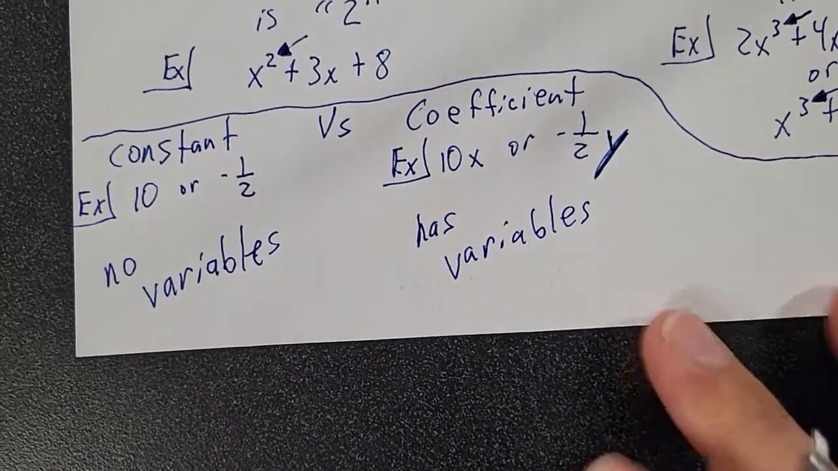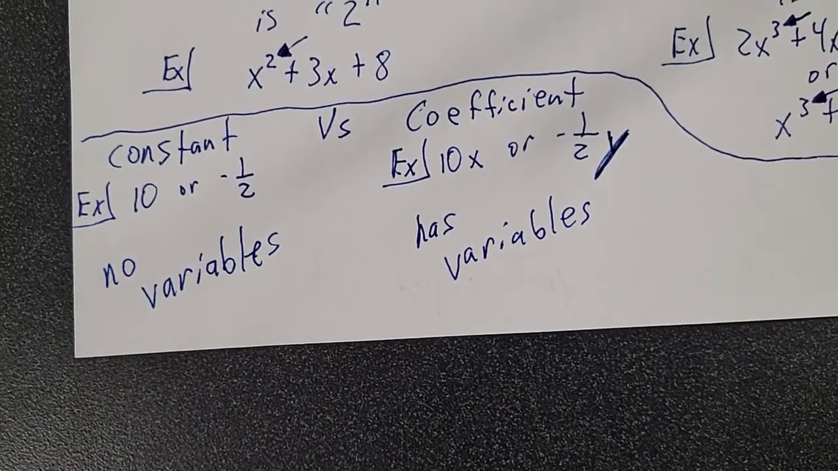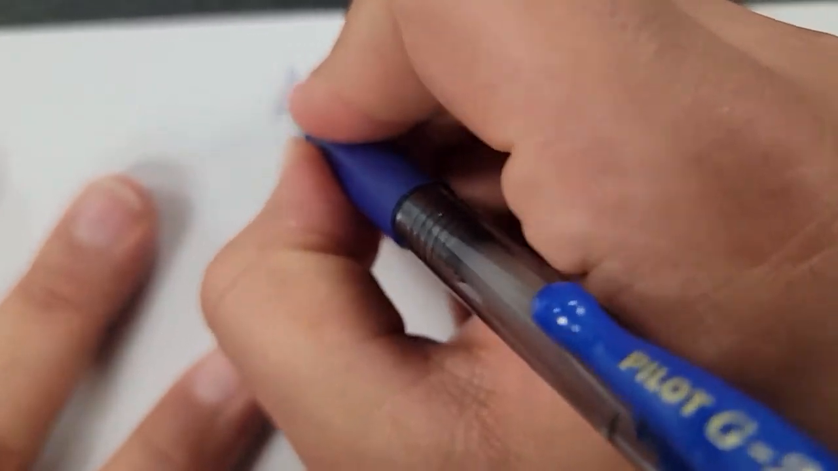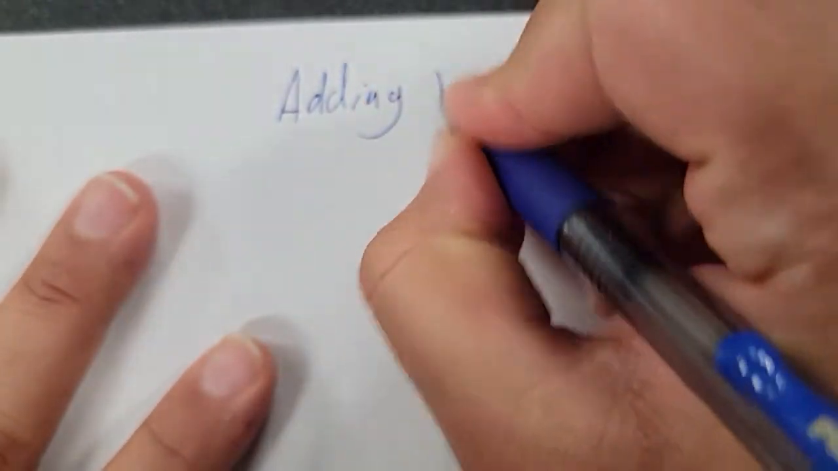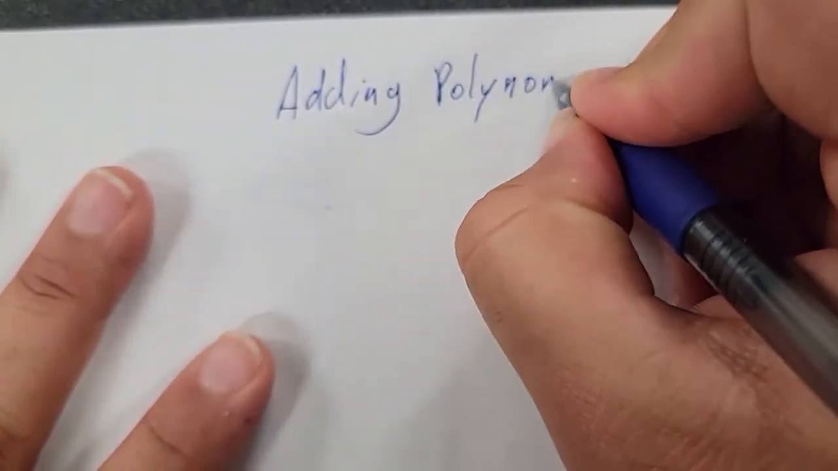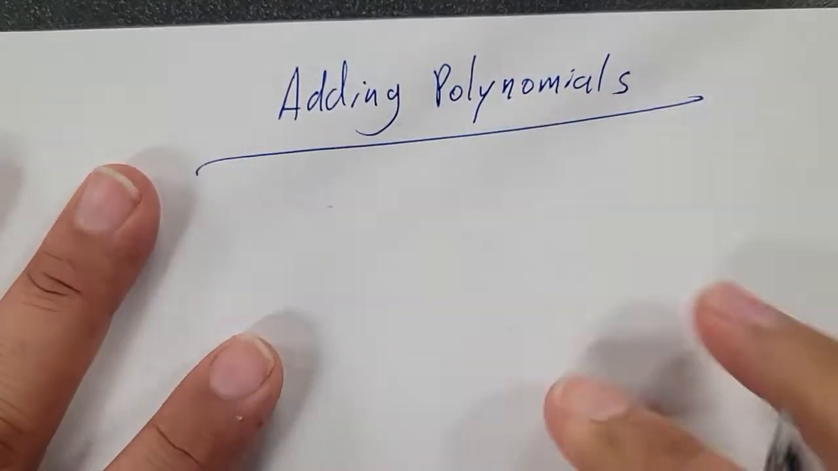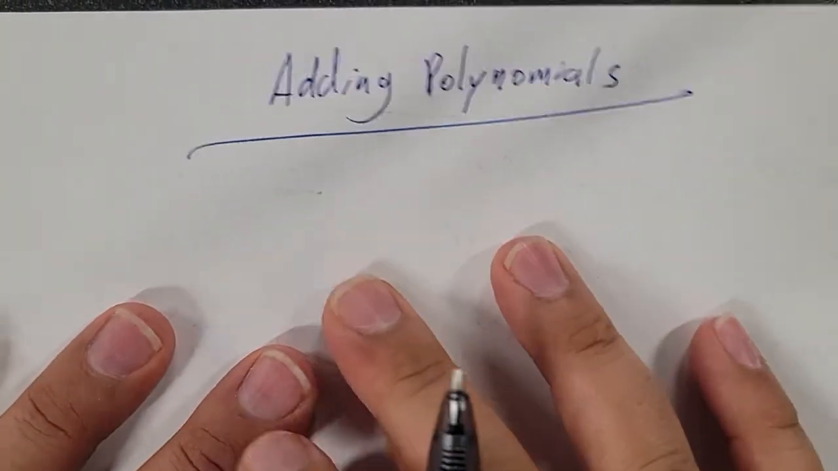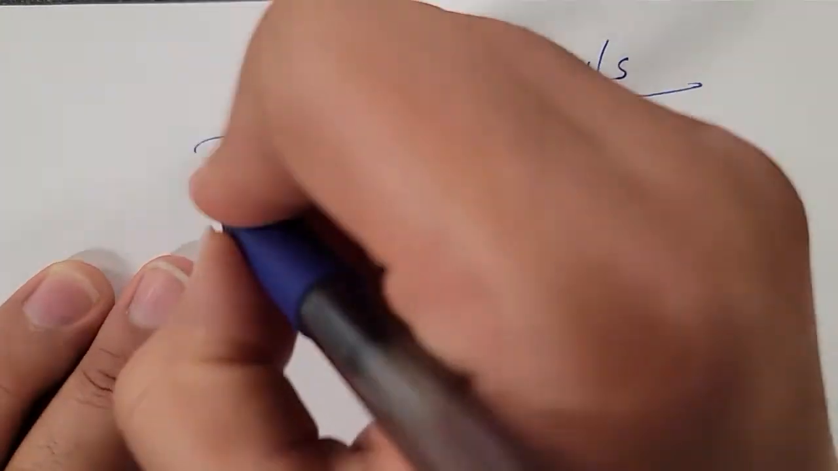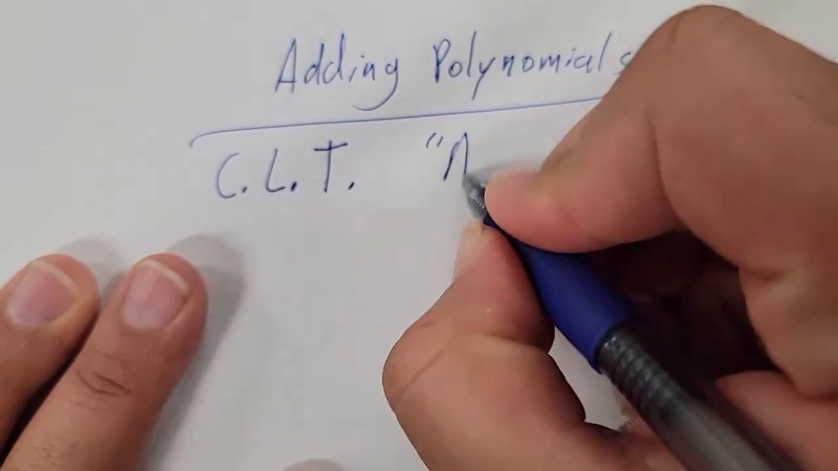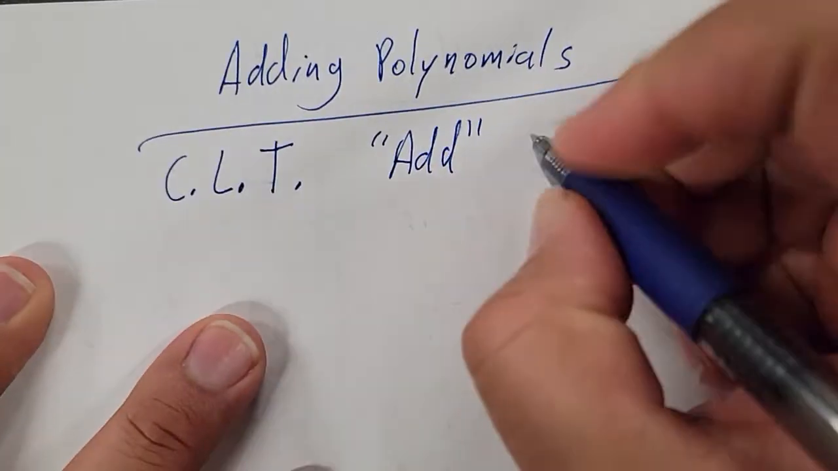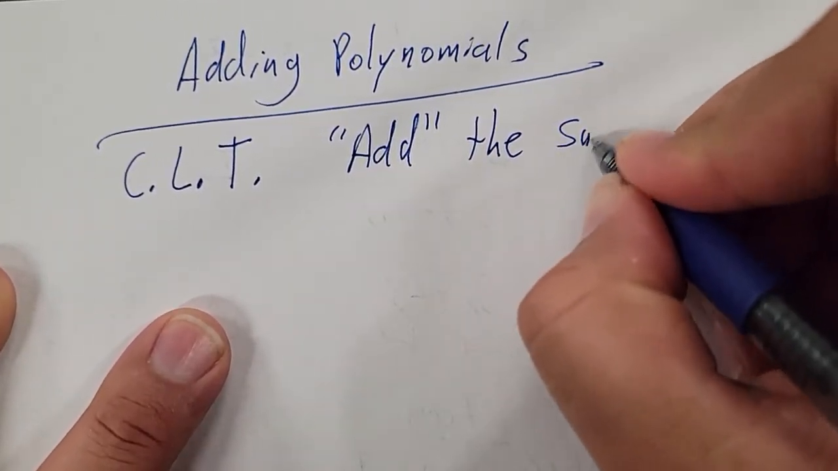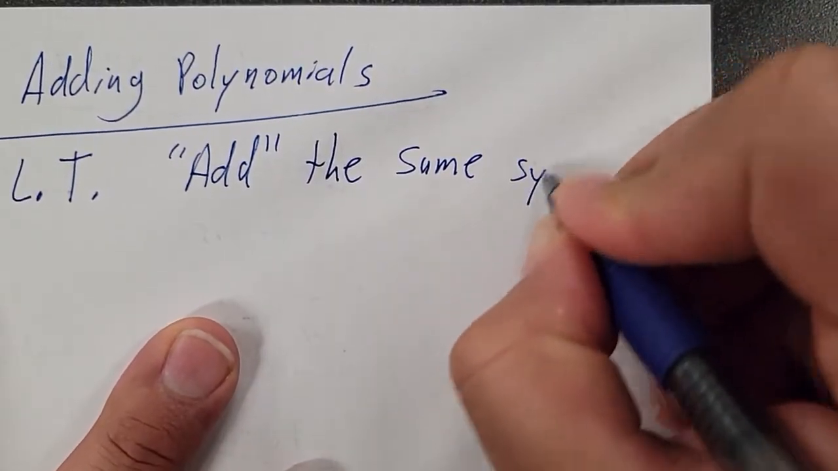All right. So pretty basic. All right. Adding polynomials. This won't be too long. Take up less than half a page. So basically, guys, we are going to combine like terms. That's just a fancy way of saying add the same symbols.